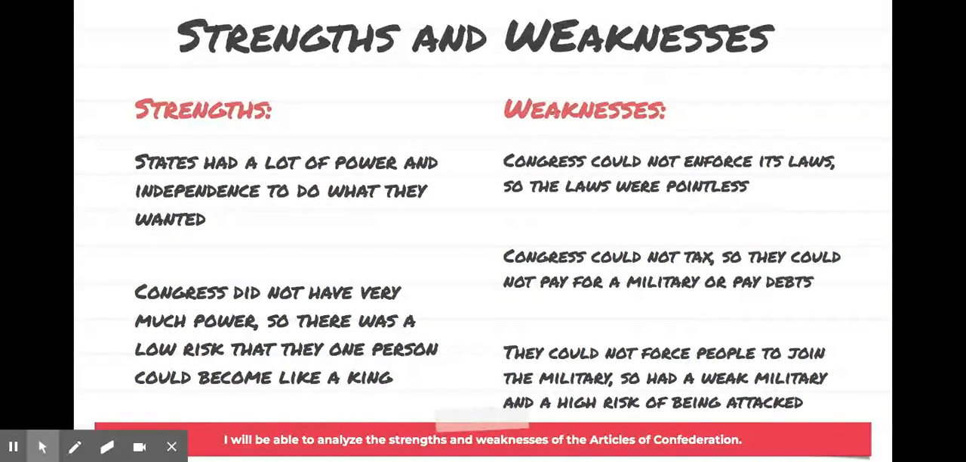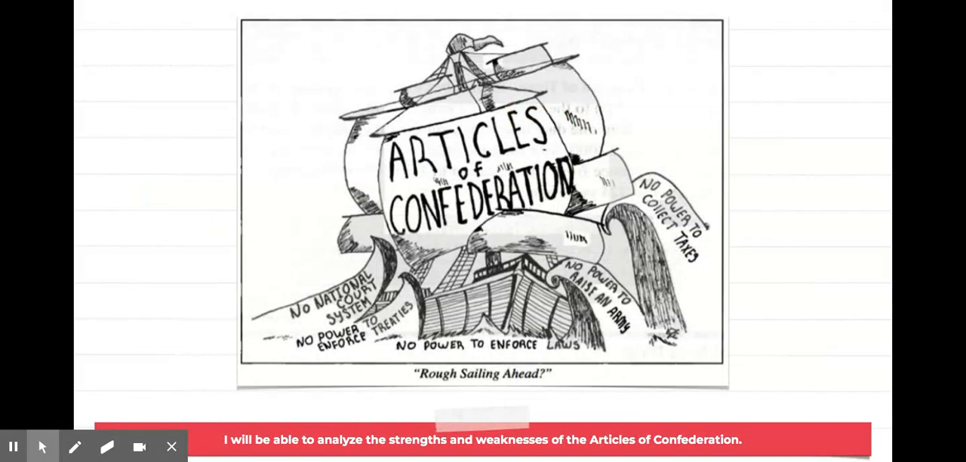They could not force people to join the military. So they had a weak military and a high risk of being attacked. If you can't force people to join, you can't have a draft, where you basically force people to join. So you're going to have a weak military. You can't pay for the army, really, because you can't tax. So you can start to see some of the weaknesses that the articles had.